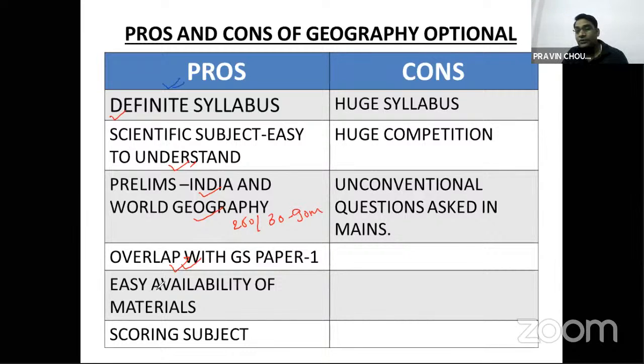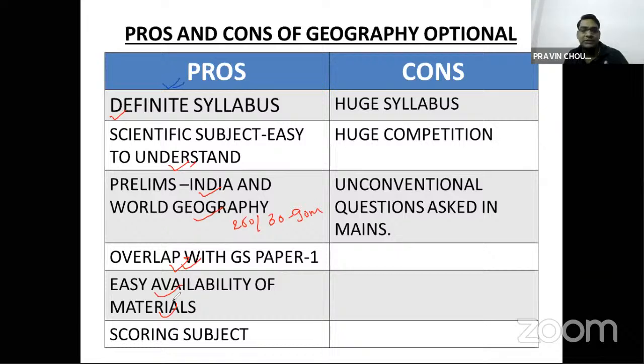The most important positive point about the geography optional is the easy availability of materials. See, as compared to other optional subjects, materials for geography optional are very easily available. Multiple sources are available online. Books are easily available on Amazon, Flipkart. You can order them. You will not struggle so much with finding different books, continuously asking different people which book to buy. Everything is very easily available.